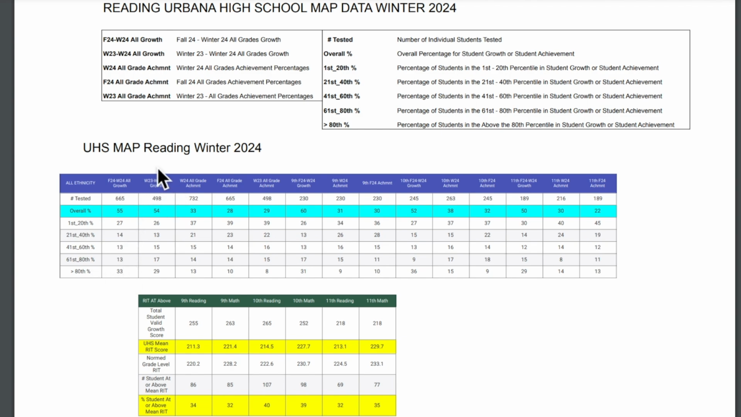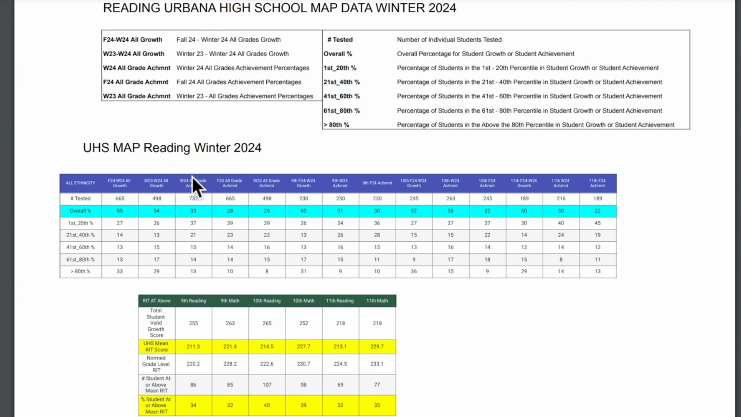Now here is winter to winter. And that would be a lower number of students because you have to have those two matching data points. This is why it's so important to have students take the test every time that we give it, because we want matching data points. So these two are all students' growth, and now we have achievement.